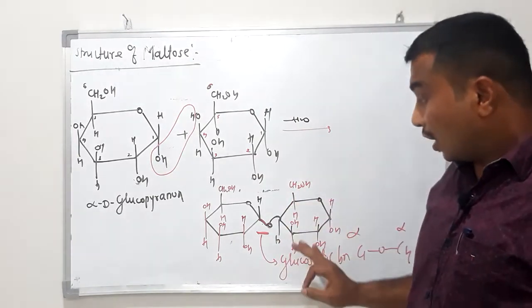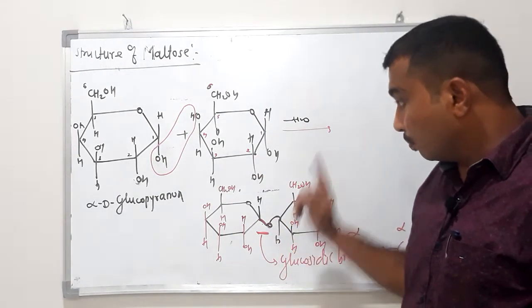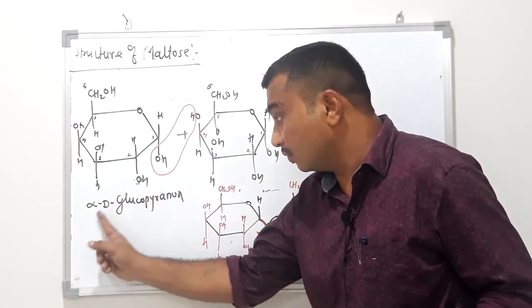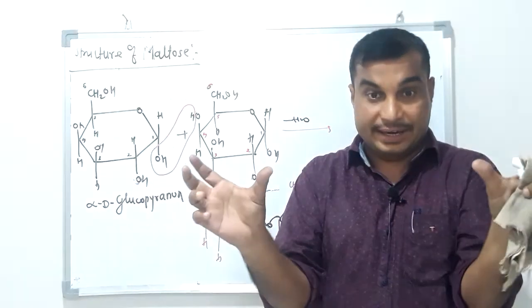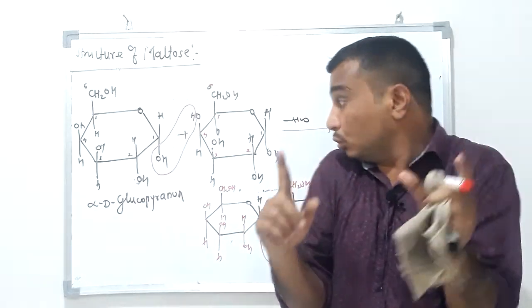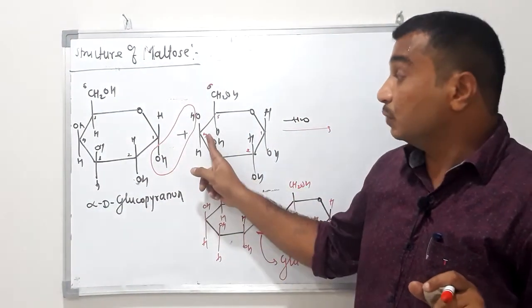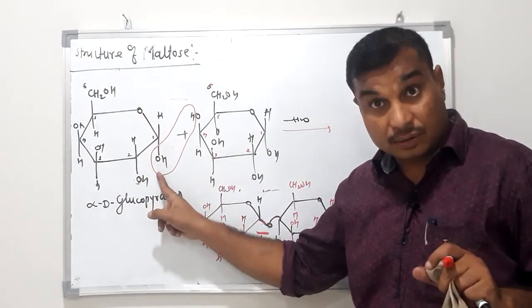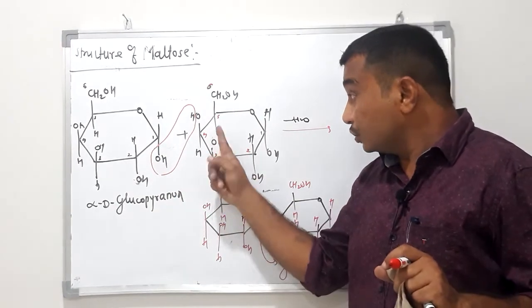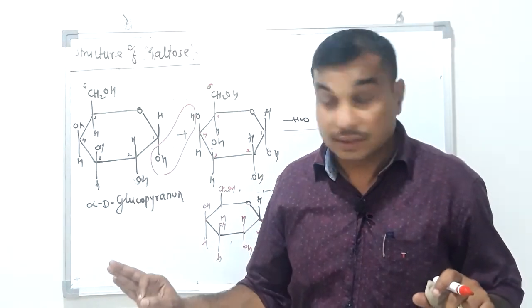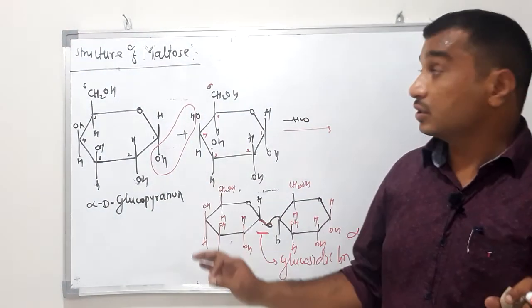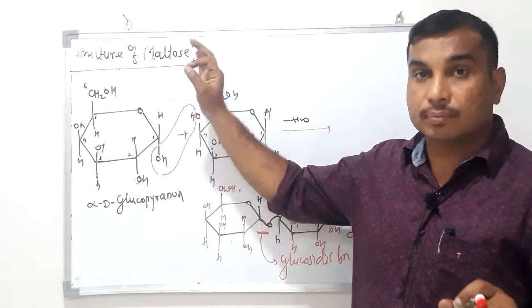To draw the structure of maltose, we must know the structure of alpha D glucopyranose. We have to join two molecules of alpha D glucopyranose through C1 and C4, C1 of one glucose molecule and C4 of another glucose molecule. So this is the simple structure of maltose.